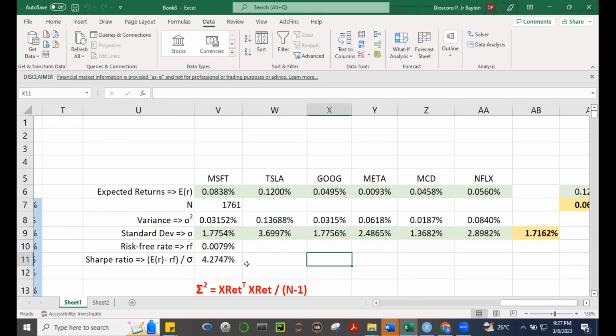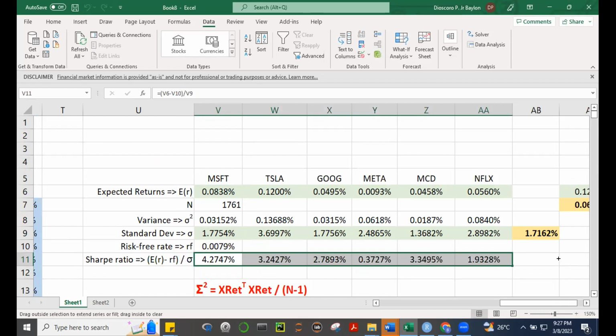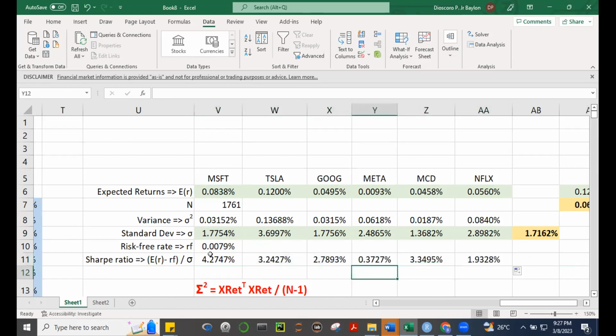Sorry, I should have continued this here. And if you take a look at the Sharpe ratio, Microsoft has the highest Sharpe ratio. In terms of expected return, it's Tesla. But when we divide it by the standard deviation, its Sharpe ratio goes down because its standard deviation is too high. So these are now comparable. On a per unit risk basis, Microsoft tops them all. Then McDonald's, and then Tesla last.